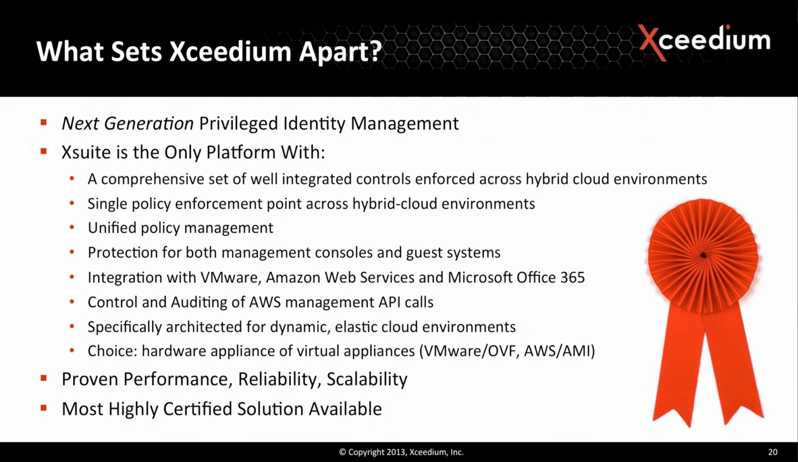The API calls, being able to put a proxy in place to make sure that only the appropriate API calls get made to those cloud and virtualization platforms ends up being important. It's something that's built in, a capability of Xsuite. And we talked about being architected specifically for the cloud, and I gave a couple of examples there. I think more than that, the last two bullets are really important to our enterprise customers.